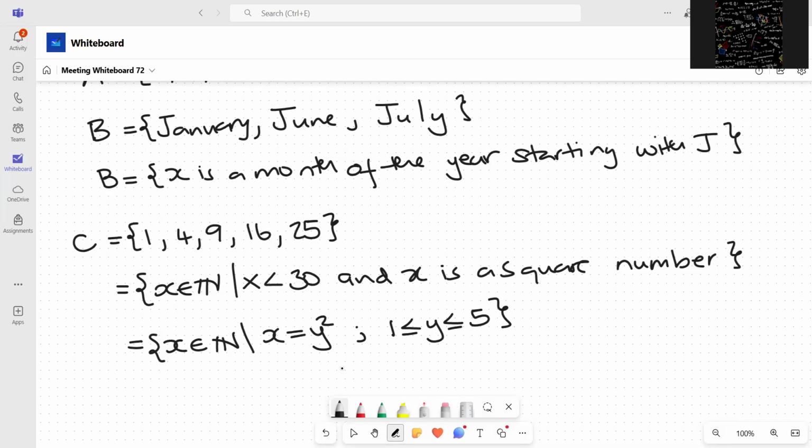I think the second one is the most accurate way of describing it, where X is a natural number and it is equal to Y squared. And what is Y? Y is from 1 to 5, and it can only be the natural numbers if X is to also be a natural number. So that is set builder notation.